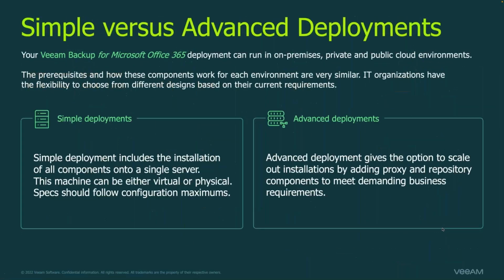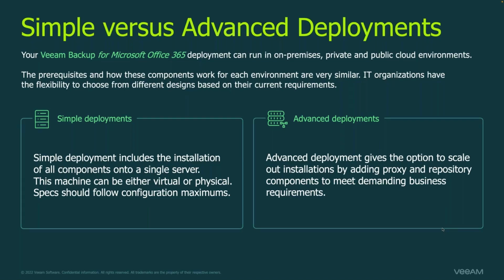So in a deployment stage, normally we have two types of deployment. We have a simple deployment and an advanced deployment. In a simple deployment, basically what I meant is it's a single server where your Veeam Backup for Microsoft 365 is all in one. It has the proxy, it has the repository built into one single server. Maybe it can even leverage the object storage in the cloud, right? So this is simple deployment.